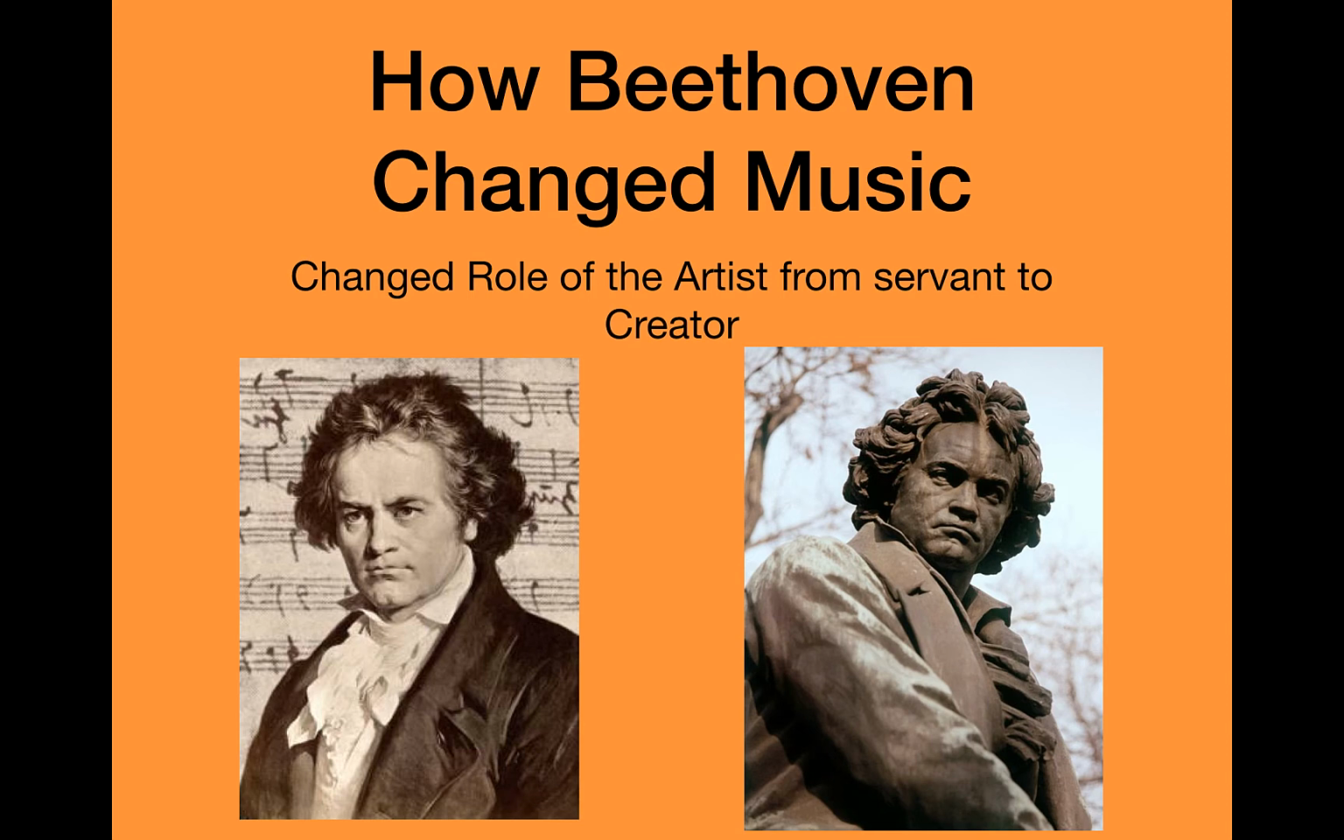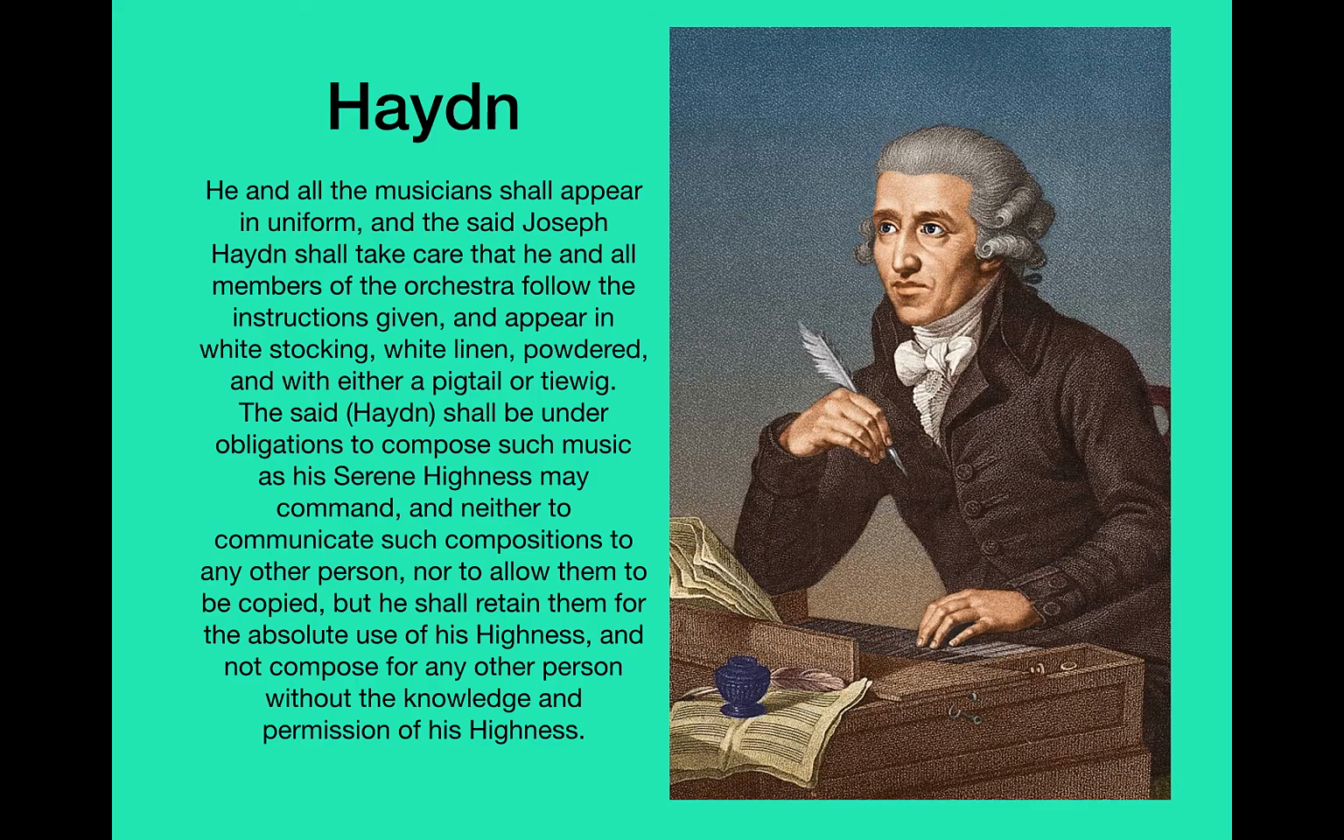Beethoven changed the role of the artist from servant to creator. Before Beethoven, even a guy like Mozart was just a servant to royalty, doing what they were told to do. And as an example, you can read this on your time. Haydn, from the Classic era, had to fill out this contract, and these are all the things that Haydn had to do. His compositions were not his. They belonged to the royalty.